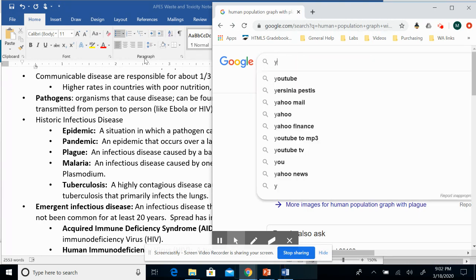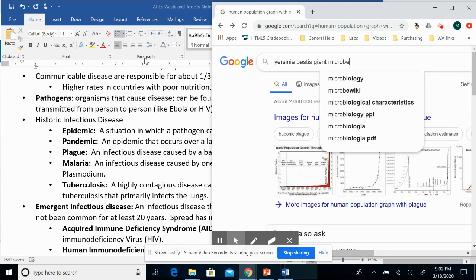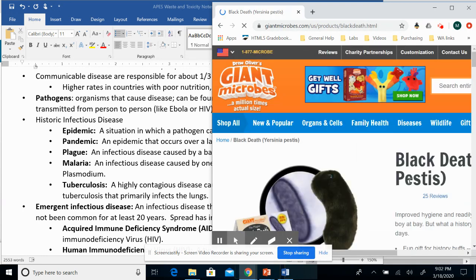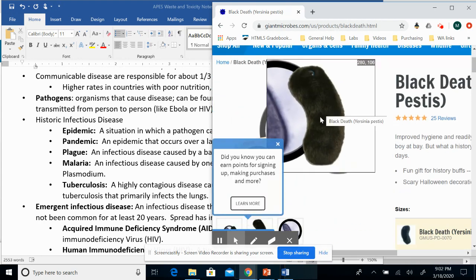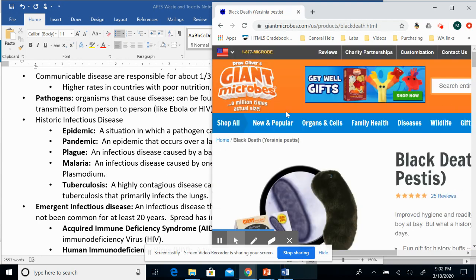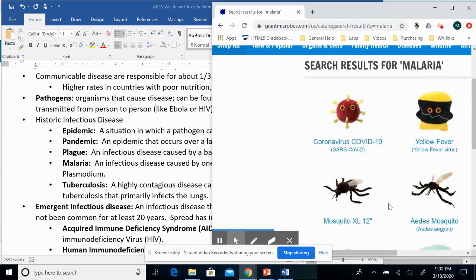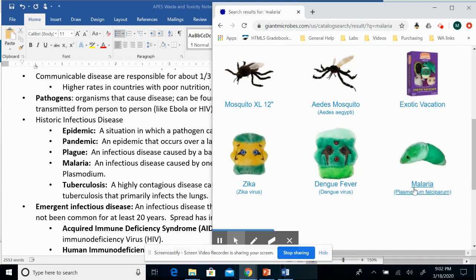Other interesting factoid: if you want to buy Yersinia pestis, you can get it from giantmicrobes.com. It's actually kind of cute. So there's a lot of diseases you can get here as well. You might be able to get some of the other ones that we'll talk about as we go. I'm pretty sure you can get malaria. Let's see. Oh, look, they already have COVID-19. Oh my goodness. Okay, so you can get the mosquito and you can get Plasmodium falciparum.